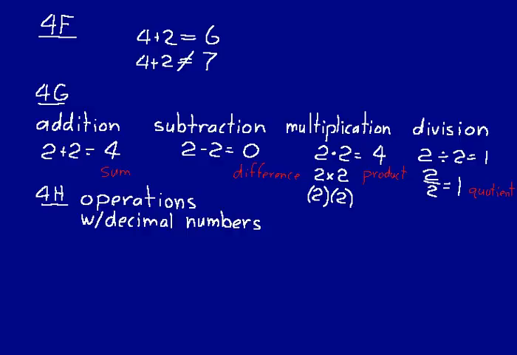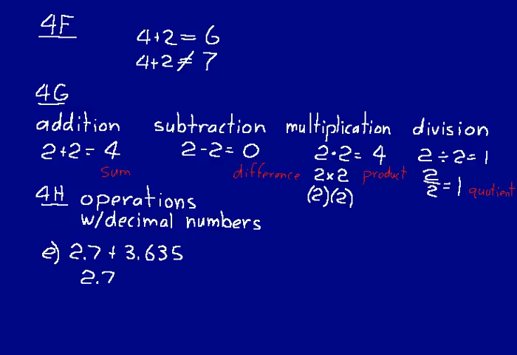Section H will do some practice problems on doing the basic operations of addition, subtraction, multiplication, and division using decimal numbers. Let's do an addition problem first. 2.7 plus 3.635. Now, the best way to do these is to line up the numbers vertically, and you line the decimal places up.